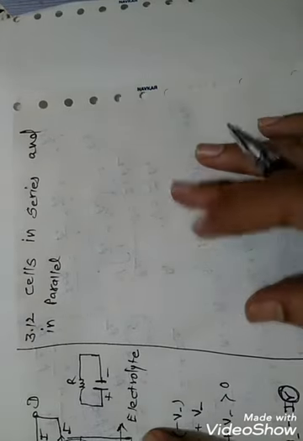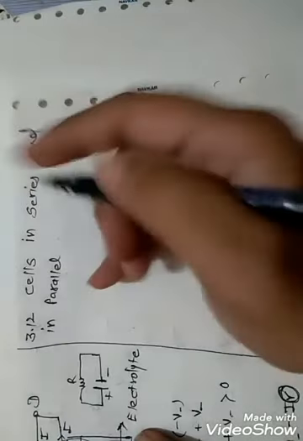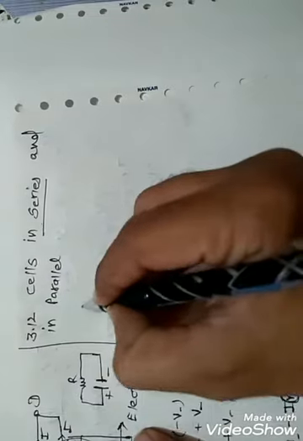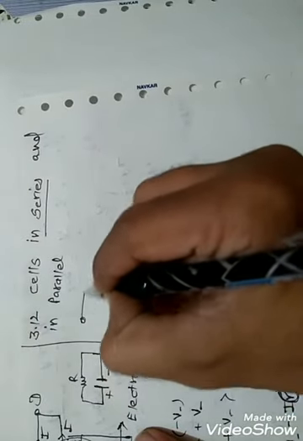Topic 3.12: cells in series and in parallel connection. In 3.10 we discussed resistors in series and in parallel connection. Now in this topic, cells in series and in parallel connection. Firstly, we discuss the series connection of cells.